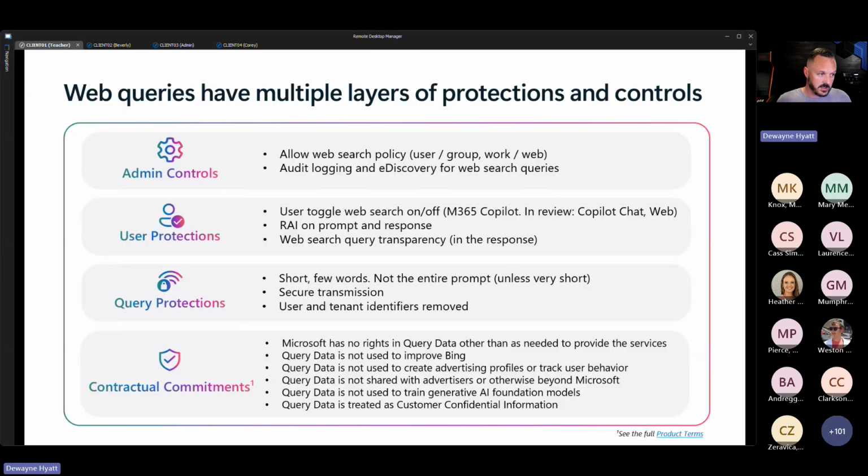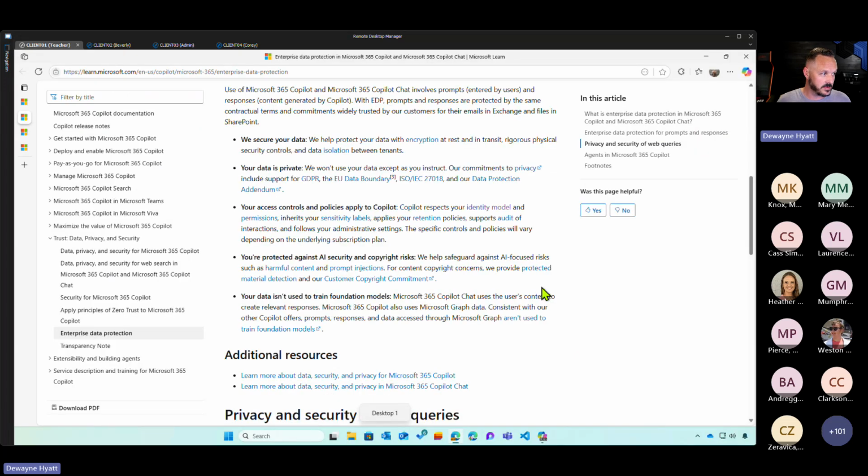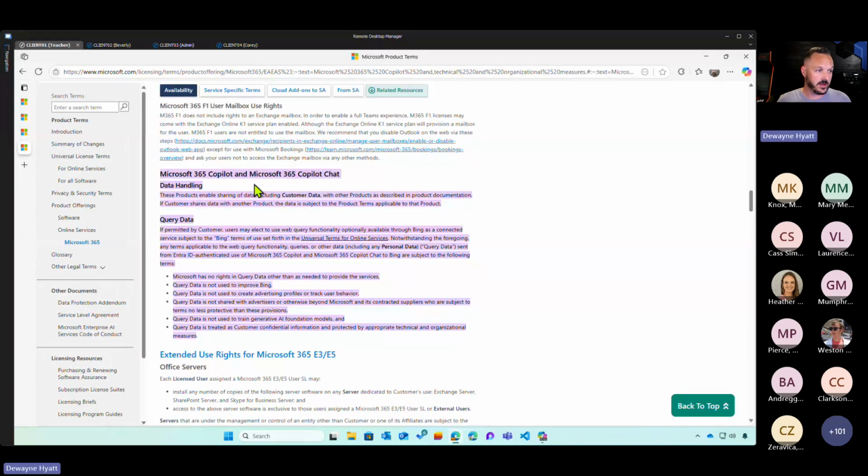So keep on going. Now, if your users, who we know are using search engines, just go type stuff into Bing, none of those things apply. Those product terms don't apply. Notice that on the page, it said the product terms apply when Copilot is handling the data, or the data handling for when Copilot engages Bing. If your users just go to Bing and start typing in search queries, that's just standard usage. That's not covered by these product terms.